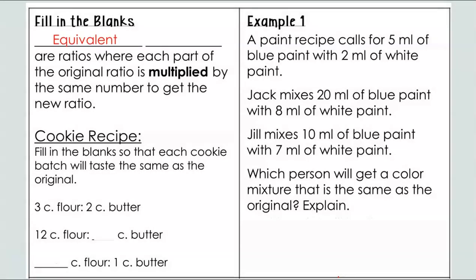Equivalent ratios are ratios where each part of the original ratio is multiplied by the same number to get the new ratio. Cookie recipe. Fill in the blanks so that each cookie batch will taste the same as the original.